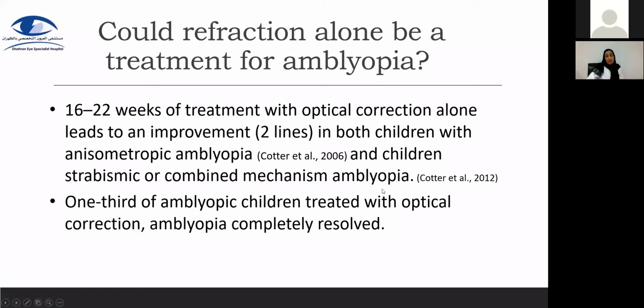In a study that was conducted by Carter et al. in 2006, it was found that one third of amblyopic patients treated with optical correction alone had a complete resolution of the amblyopia and reached 20/20.